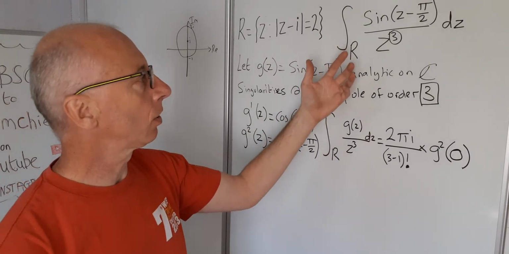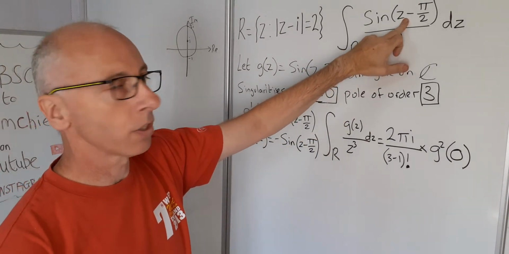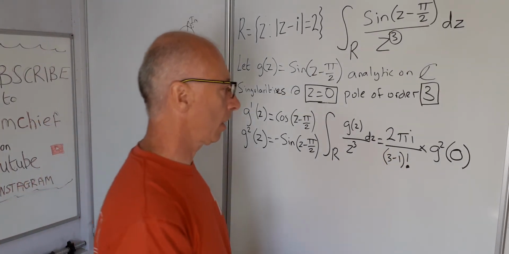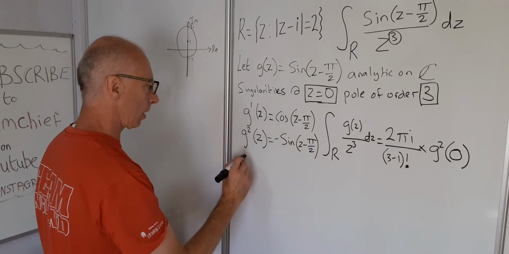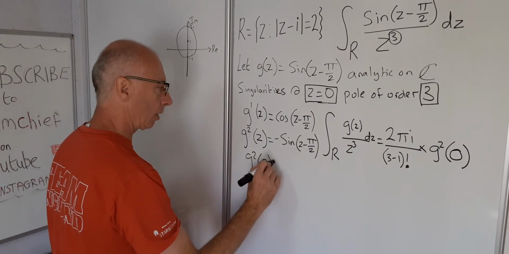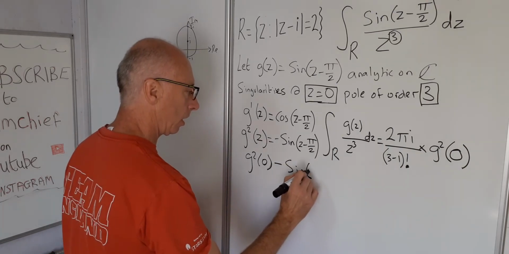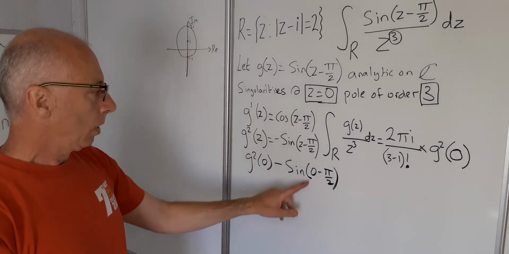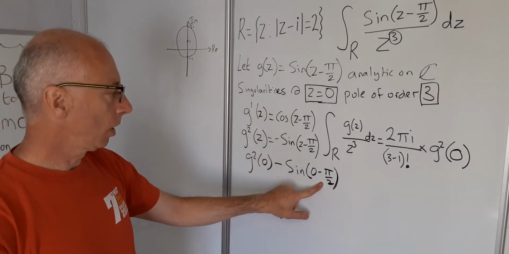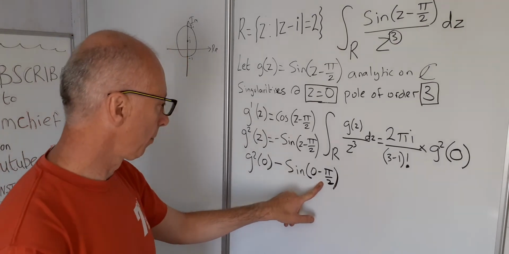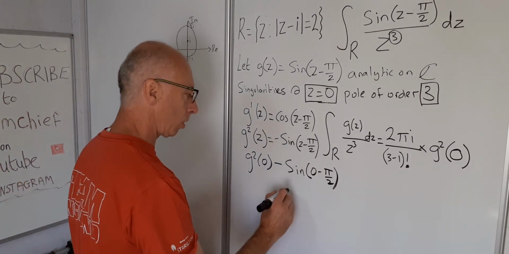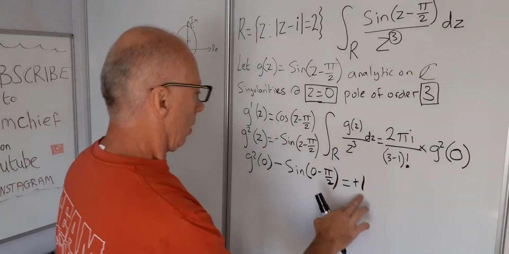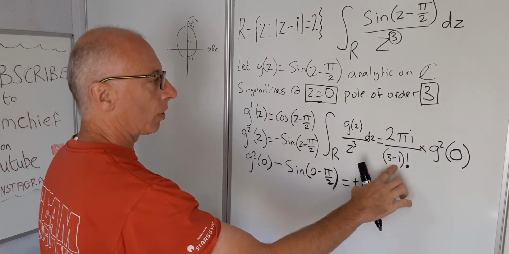So there's no integration at all. All we do is just take the derivative of this numerator twice, calculate it into this formula, and that takes care of the answer. So let's work out what this one is at 0. So g double prime of 0 equals negative sine of 0 minus pi over 2. Well, the sine of minus pi over 2 is minus 1. So basically we've got minus minus 1, so that equals plus 1. So that's our answer there. 2 factorial is 2.